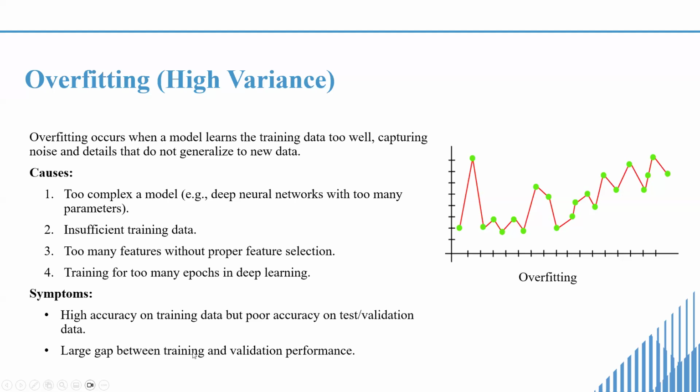Also, there is a large gap between training and validation performance. If your training accuracy is 90 and validation is 70, it means the model is only memorizing. So it's overfitted, and it's not what you want.